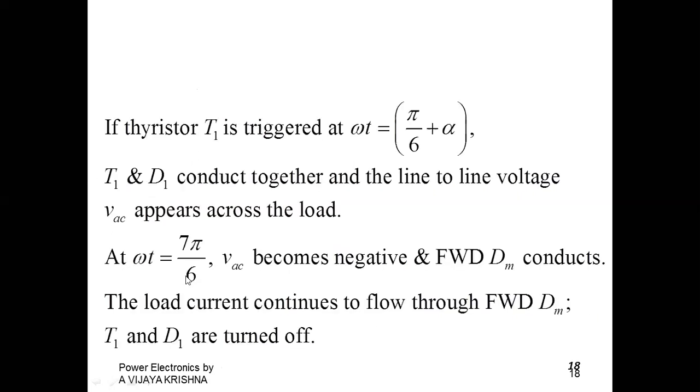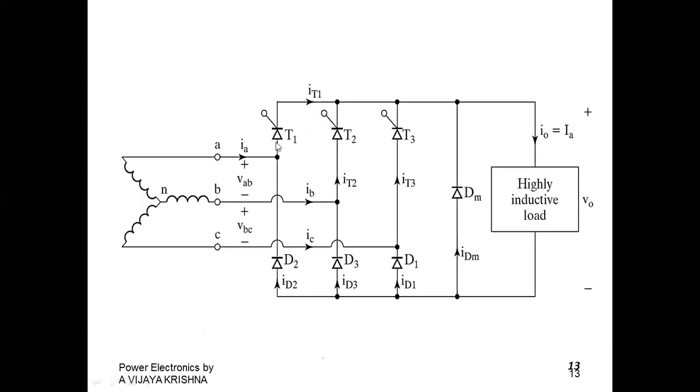Next, T1 D1 has been given. If thyristor T1 is triggered at omega t equal to pi by 6 plus alpha, T1 and D1 conduct together and the line-to-line voltage VAC appears across the load. At omega t equal to 7 pi by 6 plus alpha, VAC becomes negative and freewheeling diode DM conducts. The load current continues to flow through the freewheeling diode DM, and T1 D1 are turned off. When T1 D1 are turned on, the current moves like this towards D1, and this is the return path.